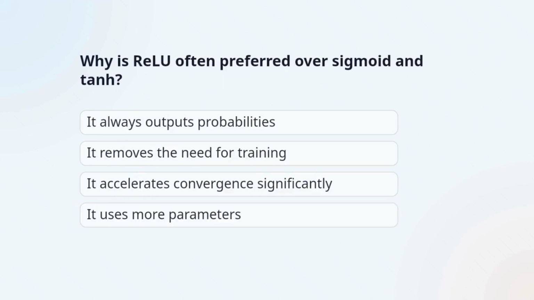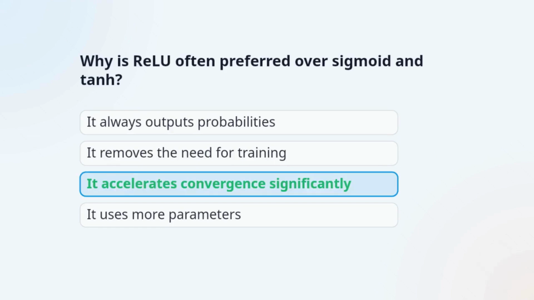Question 3. Why is ReLU often preferred over sigmoid and Tanh? The correct answer is it accelerates convergence significantly. The article notes that ReLU is more reliable and can speed up convergence compared with sigmoid and Tanh. That makes it a very practical activation function.